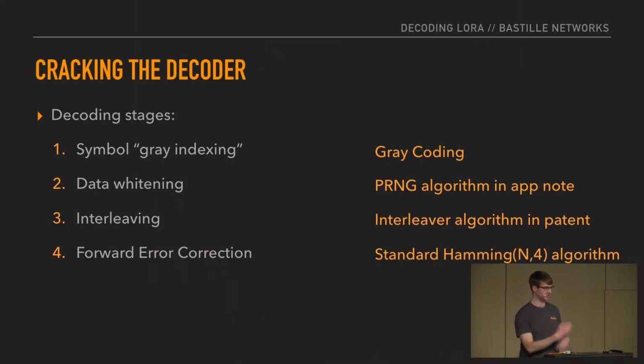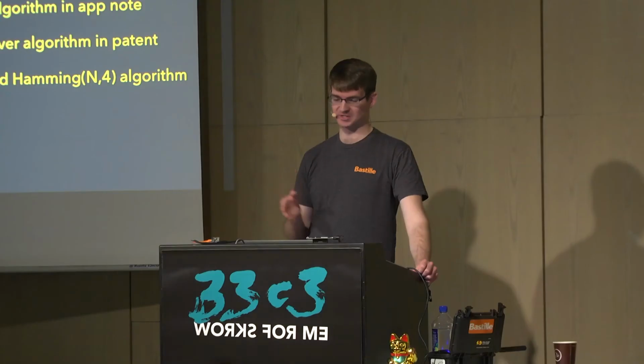So the gray indexing we read to represent gray coding, which is just a basic binary transformation that you can use to treat data. Whitening, we actually have defined in one of the application notes reference designs for the pseudo-random number generators that are used for the whitening. It's like C code that you can copy and paste. So this should be rock solid. Step 3, we have an actual algorithm for the interleaver that is defined in the patent. And I'll show you what it is momentarily. And then finally, step 4 suggests that a Hamming code is used, which is just a standard forward error correction mechanism. So the first thing we're going to focus on figuring out here is the data whitening.